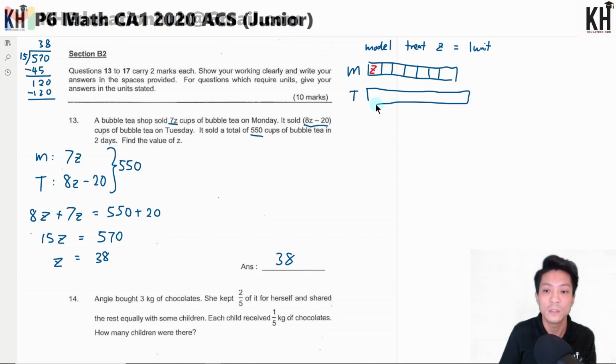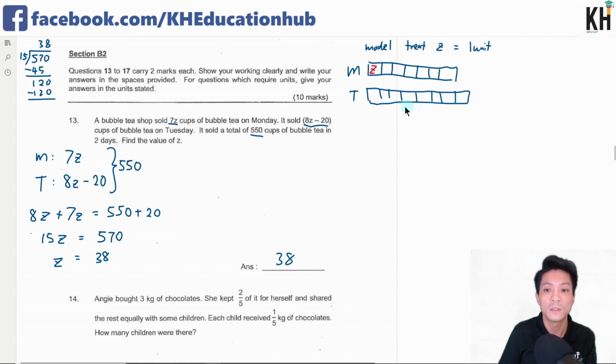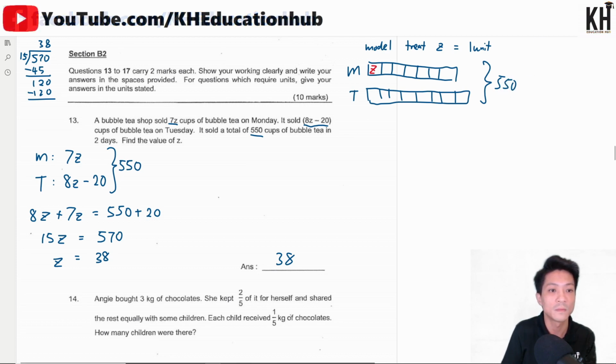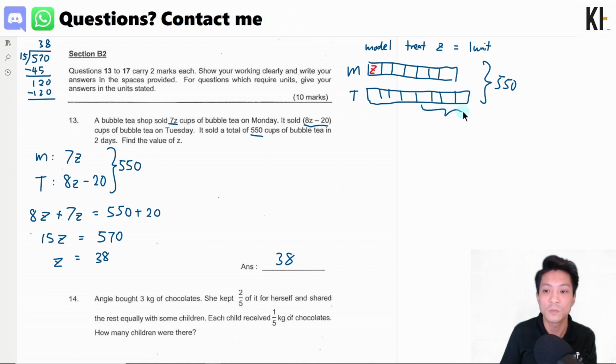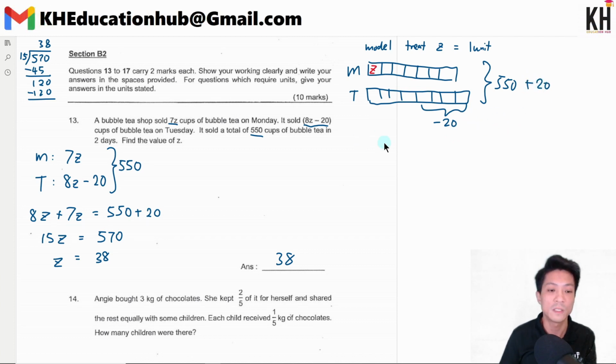But for Tuesday, because it's 8Z minus 20, you have to draw 8 units, but remember you have to subtract away 20. Altogether this will be 550. I do not know how big or small 20 is, so there has to be a minus 20. If you're clear, then this minus 20 you have to add 20 over this side.